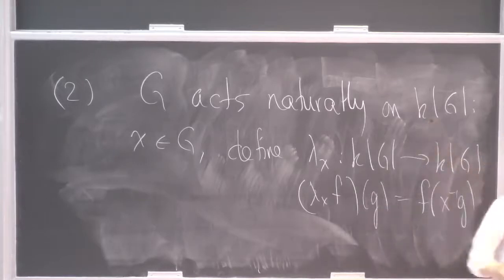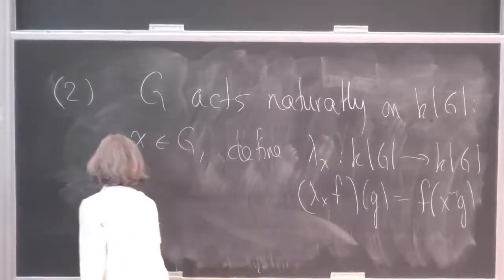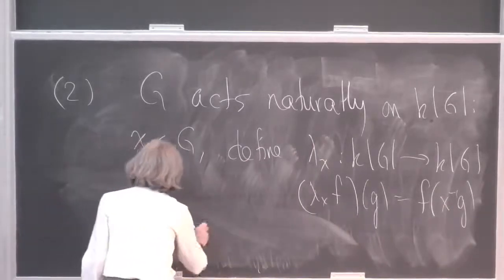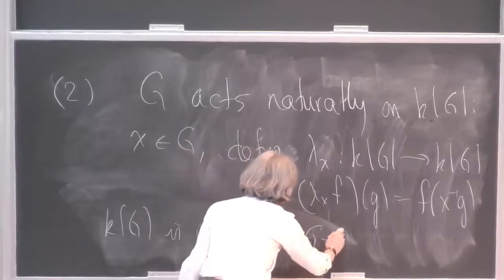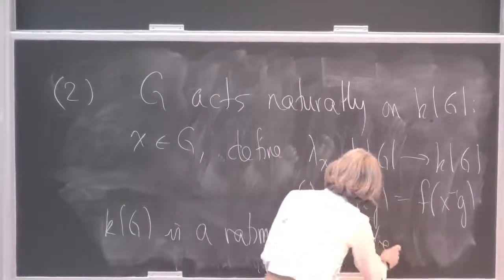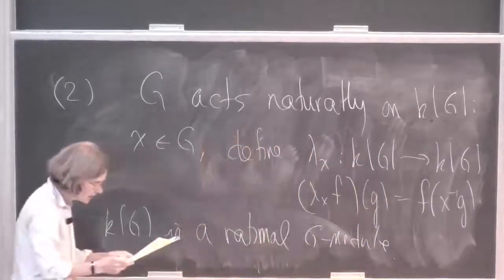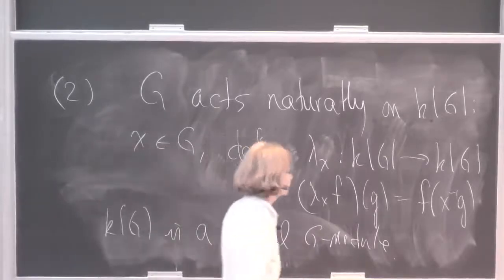Okay, so remember, a rational G module, what you have to check is that every vector lies in some finite dimensional subspace, and that's nice. That's a good exercise. So this K of G is a rational G module. Okay, so that's one.